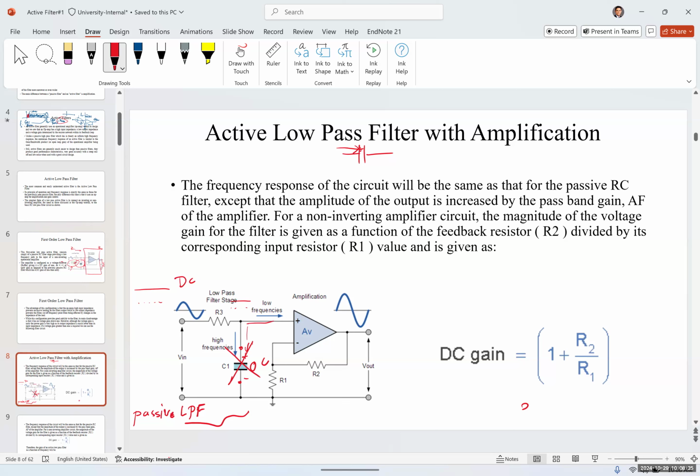So then all the DC would pass and it would get into the op amp, pass through the op amp, and be amplified. And this is going to continue in low frequencies as well. Because again, for lower frequencies, the impedance of the capacitor is going to be so high that it is going to act like an open circuit.